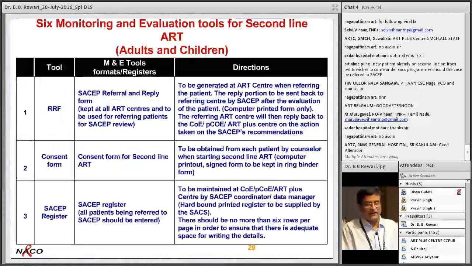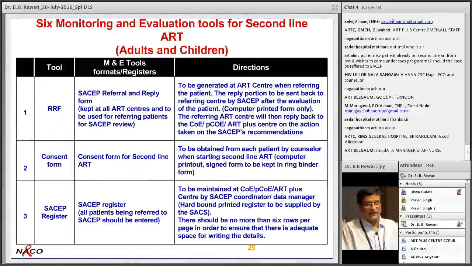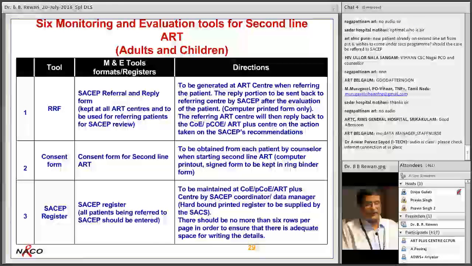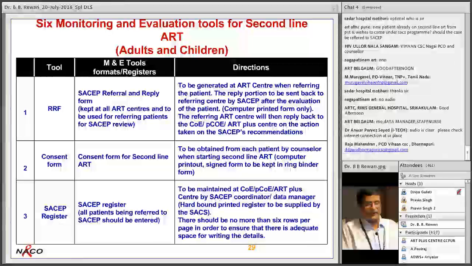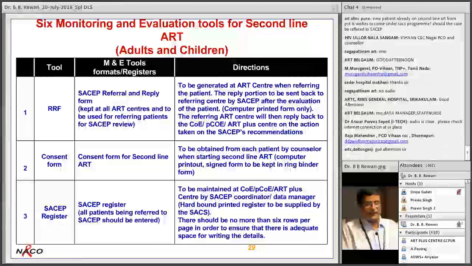Coming to the tools, these are the standard tools which are available. We are not changing, there are minor changes in the tools. First is RRF, referral reply form. It is kept at all ART centers. It is to be generated at ART centers, and it is a triplicate form. I will come to it later.